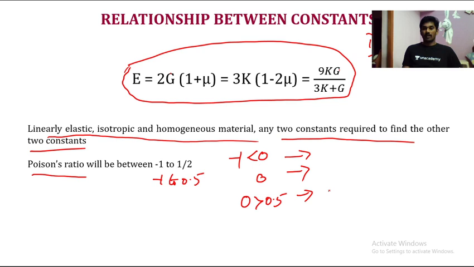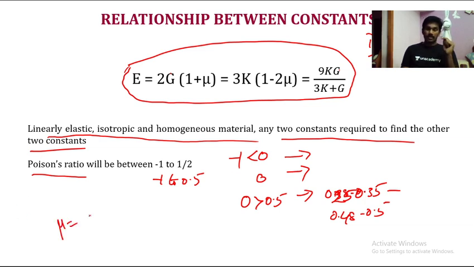We all know that cast iron or steel has a Poisson's ratio of around 0.3, about 0.25 to 0.35. For rubbers, the Poisson's ratio is 0.48 to 0.5. But where can you find a zero Poisson's ratio? You can find it in cork, like the cork inserted into a bottle, which has a Poisson's ratio of zero.